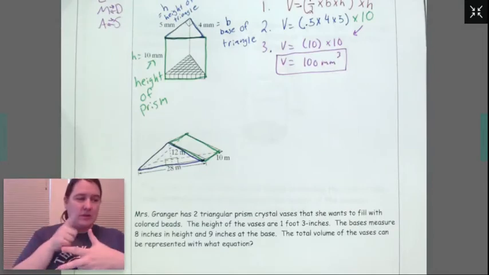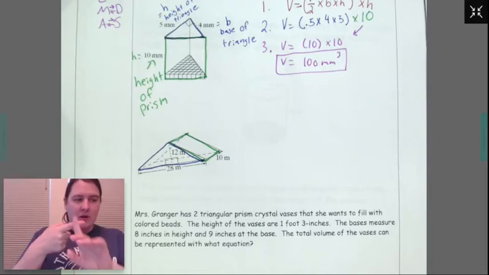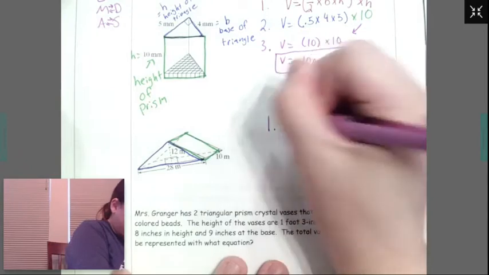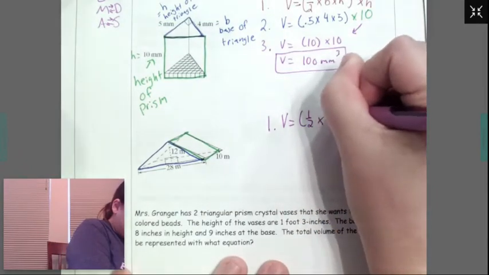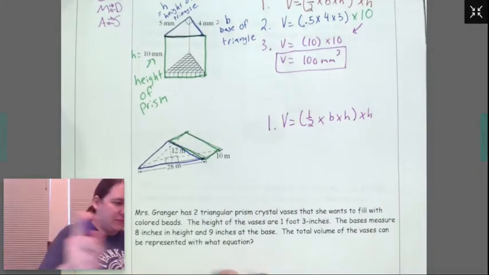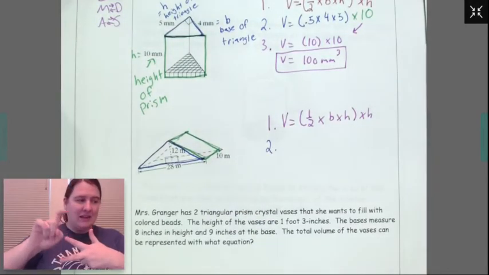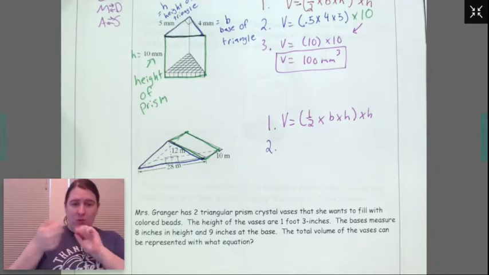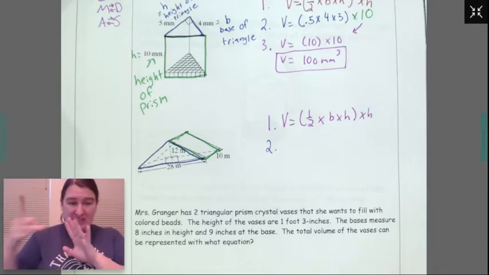Okay, so number one, I copied the formula from my mathematics chart. Okay, second, I need to replace my variables with numbers. Before I do that, I need to label which one is which. Where does it belong?